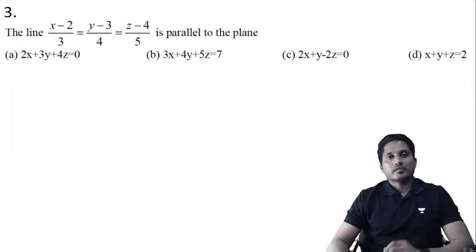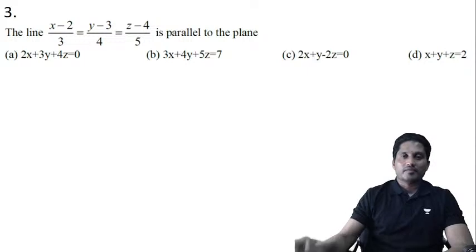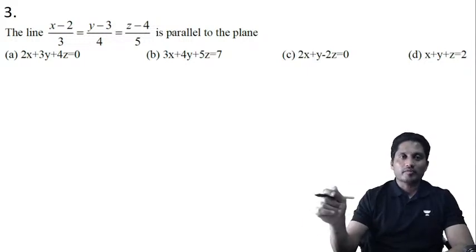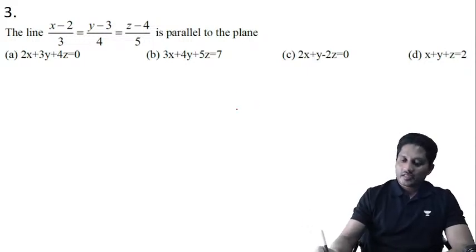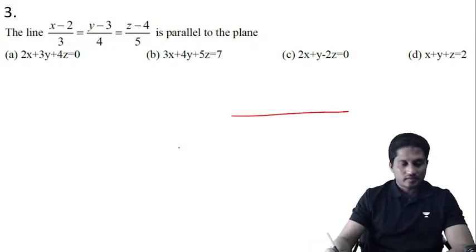Okay, question number 3. The line is parallel to which plane? Whenever the line and the plane are parallel, the normal will be perpendicular to the line. Let's say this is the line, and then these are the DRs.